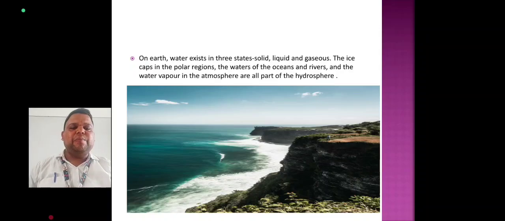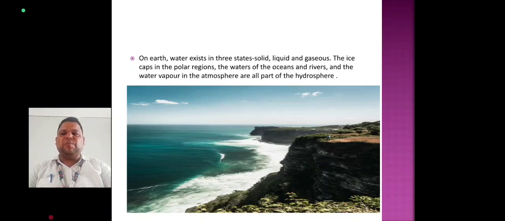Now, water can change from one form to another by absorbing or giving out heat. In summer, when the temperature rises, the snow on the mountains absorbs heat, melts and runs down in streams. During the day, water bodies on the earth absorb heat, and some of the water changes into water vapor and goes into the atmosphere. The process by which water or any liquid changes into water vapor or gas is known as evaporation.